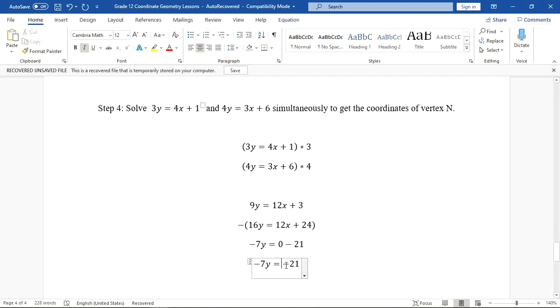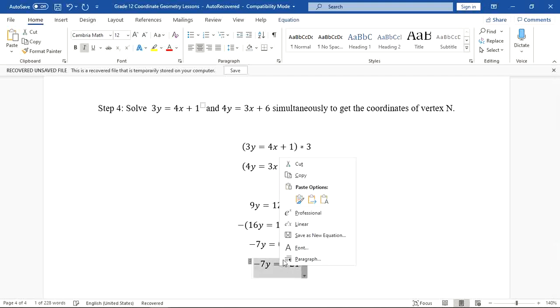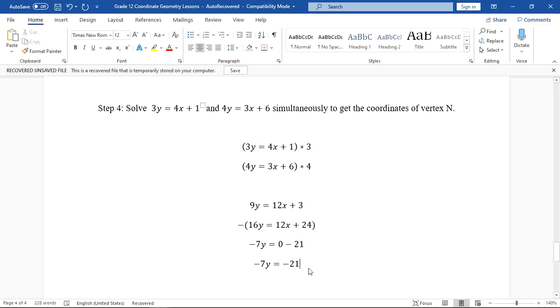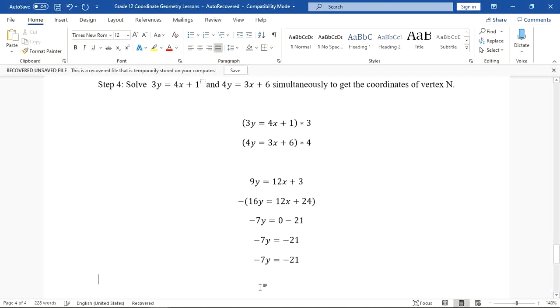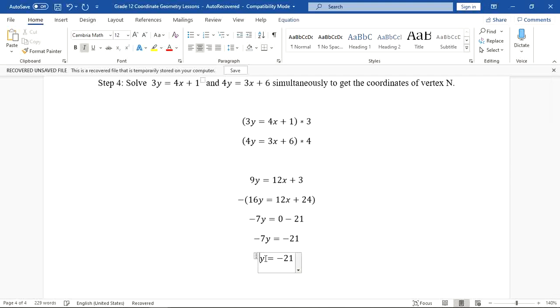Okay, and you know that 7 is a factor of 21, so we divide both sides by negative 7, and that will leave us with y equals positive 3. A negative number divided by a negative number gives a positive number. So now we have the y, we substitute the y and put it in one of these two equations. Let's put it in this one. Looks very simple.